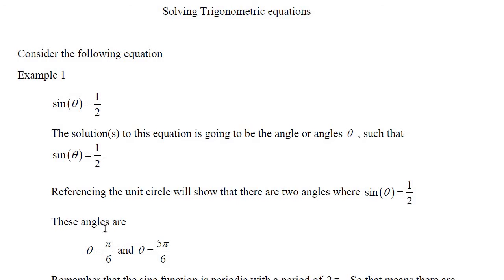So referring to the unit circle, that will show that there are two angles where the sine of theta happens to be 1/2. And these angles are going to be theta equal to pi over 6 and theta equal to 5 pi over 6.